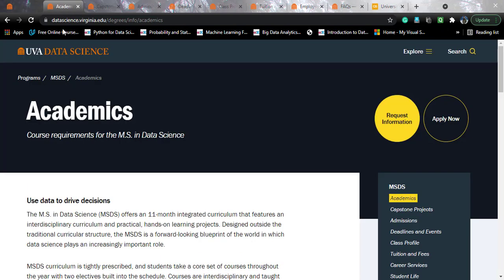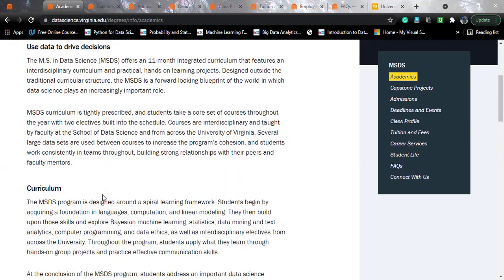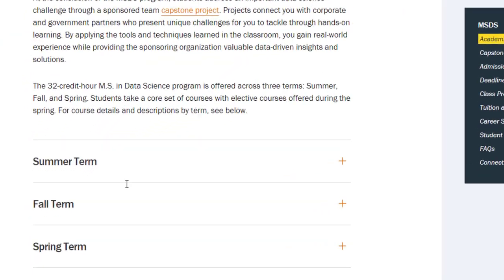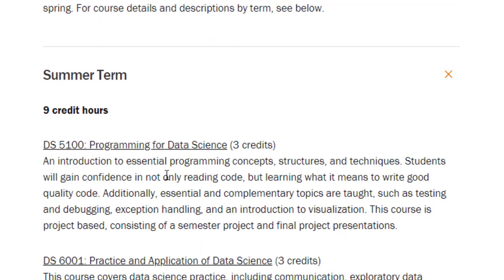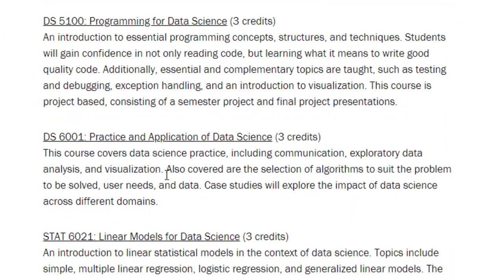Now, if we talk about the academics, basically the courses that they offer: this is an 11-month course, and you have to complete 32 credits over a span of 3 terms: summer term, fall term, and spring term. So let's see each of them one by one. There are three courses in the summer term: programming for data science, practice and application of data science, and linear models for data science.